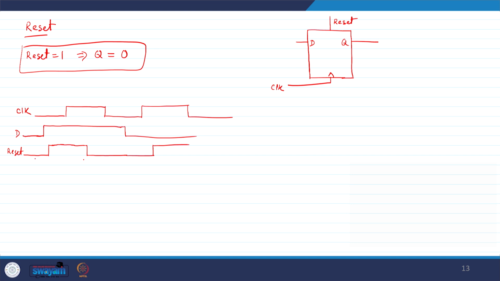So, here it is going from 0 to 1. So, it is called assertion. This process is called assertion, and when it is going from 1 to 0 it is called deassertion.